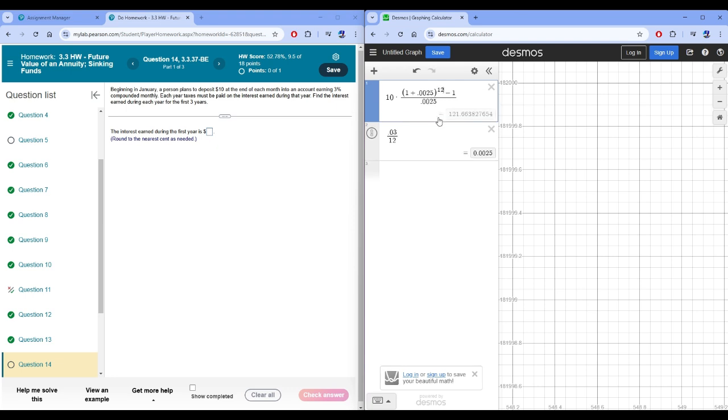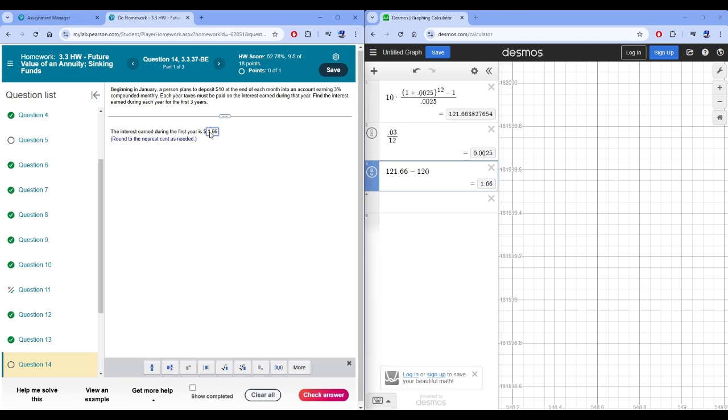12, because it's 1 year, right? So that means that it's going to be $121.66 minus what would have been, 10 times 12, it would be $120. So the interest made during the first year is $1.66.